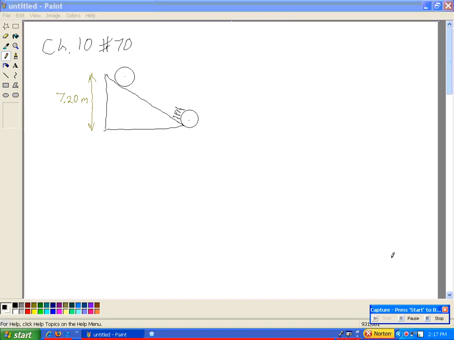Hi, this is chapter 10, number 70. We have a cylinder. The cylinder is starting from rest and rolls down a ramp. So we're going to use the conservation of energy to find how fast it's moving when it reaches the bottom.